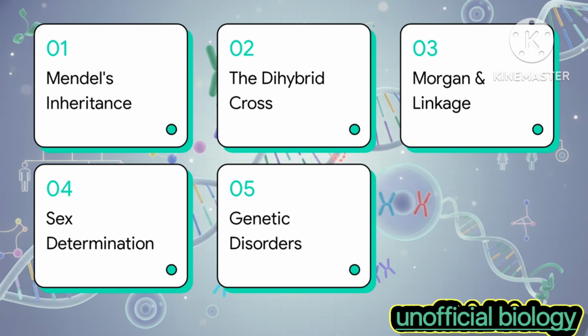Here's our roadmap for today's explainer. We'll hit Mendel's rules of inheritance, look at the dihybrid cross, explore Morgan, flies, and linkage, see how sex is determined, and finally, wrap up with understanding genetic disorders.